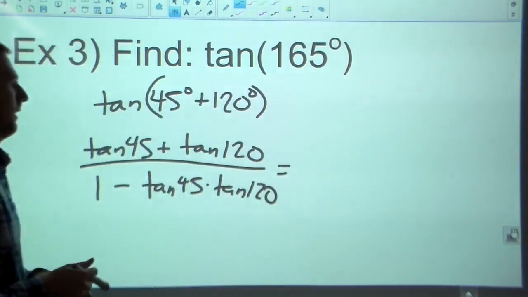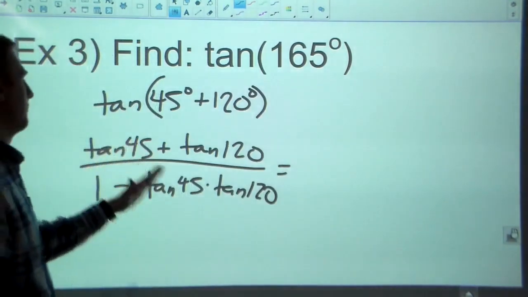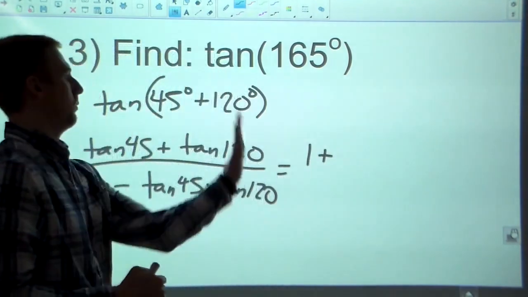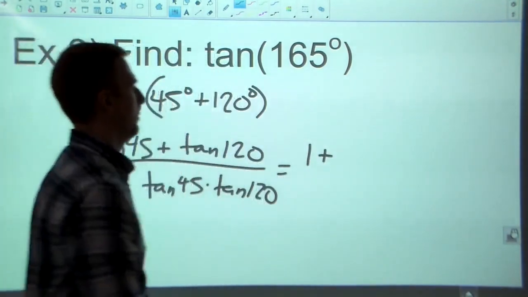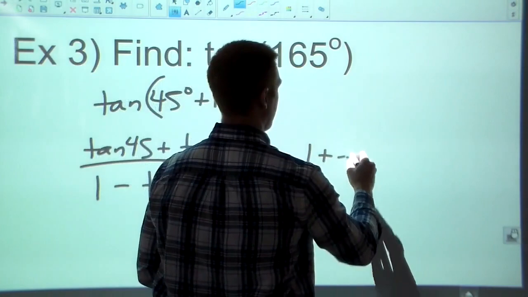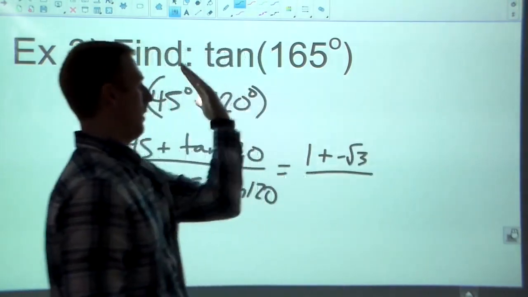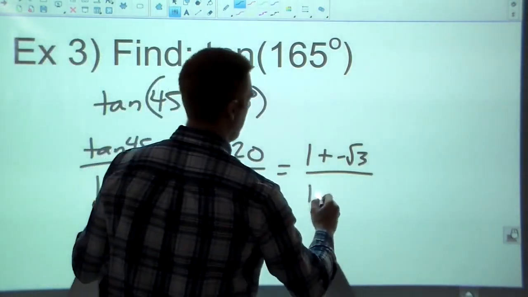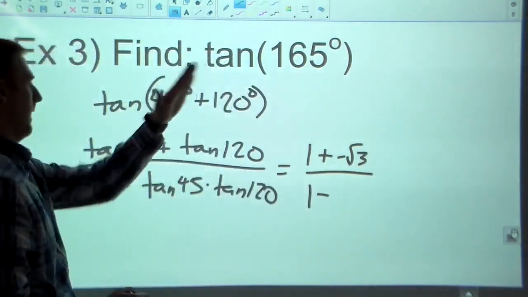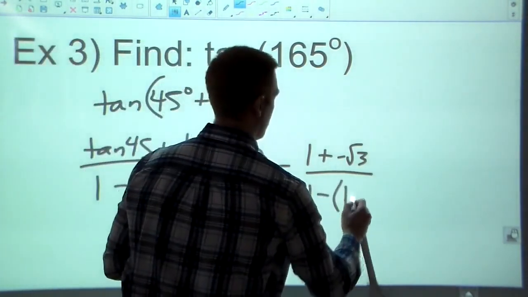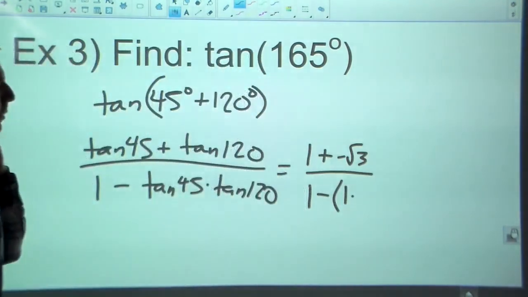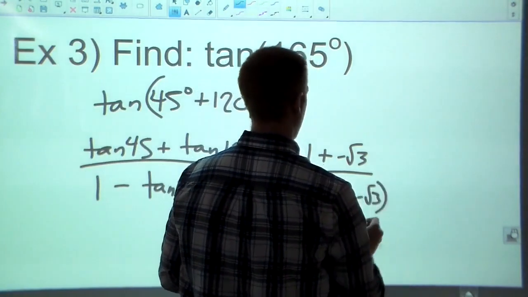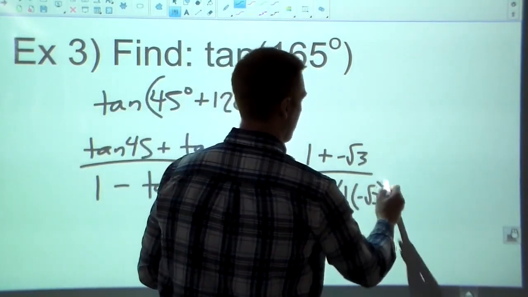So again, knowing unit circle values is helpful here. Tangent of 45 is going to be 1. Tangent of 120, that's over here, that's square root of 3. It's negative though because it's in the second quadrant. X is negative in the second quadrant. And then 1 minus tangent of 45 is still 1, times tangent of 120, which is still negative square root of 3. Kind of nice that you already found those.